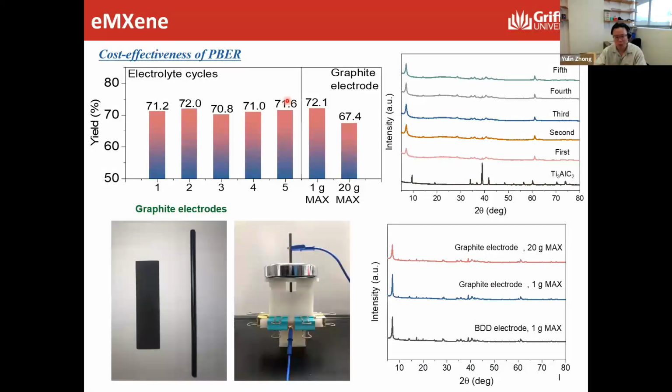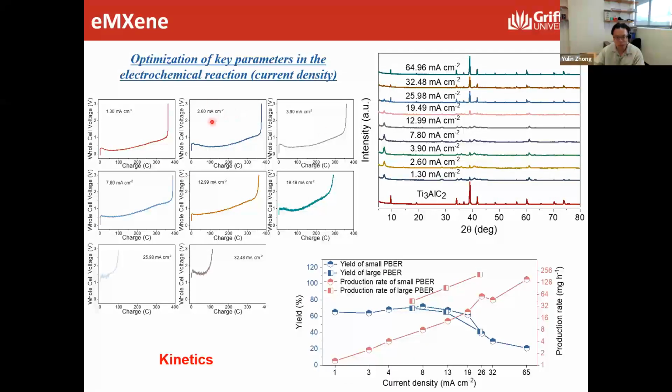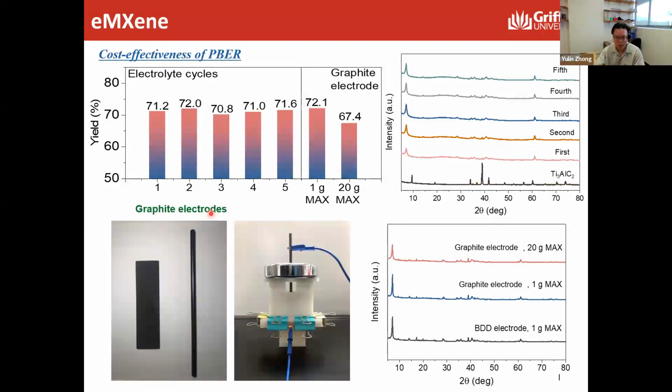And the nice thing is we could even replace the diamond electrode with a graphite electrode, and that is because of the etching potential. The etching potential of MAX to MXene is typically less than 1 volt. At such a low etching potential, you don't need the diamond electrode, and it's a neutral electrolyte, so it doesn't really harm the electrode. So we could simply replace the diamond electrode with a graphite electrode, and it still works the same for 1 gram, and in this bigger reactor up to 20 grams. So we could produce 20 grams of MXene each time in this reactor.